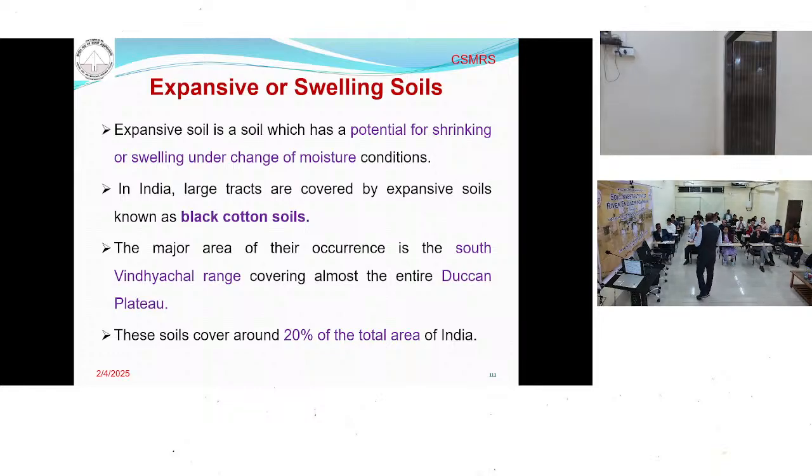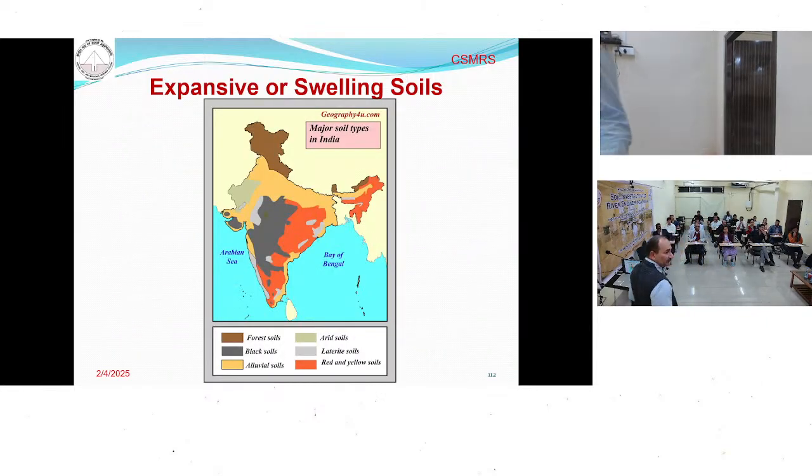Where is it found in India? Any guess? MP, good. Maharashtra, good. Any other states? Gujarat is also good. It's a part of Rajasthan also, and it is found in the south, Andhra. Okay. So this is a soil map. You can see it here. Gujarat, Maharashtra, MP, Karnataka is found here.